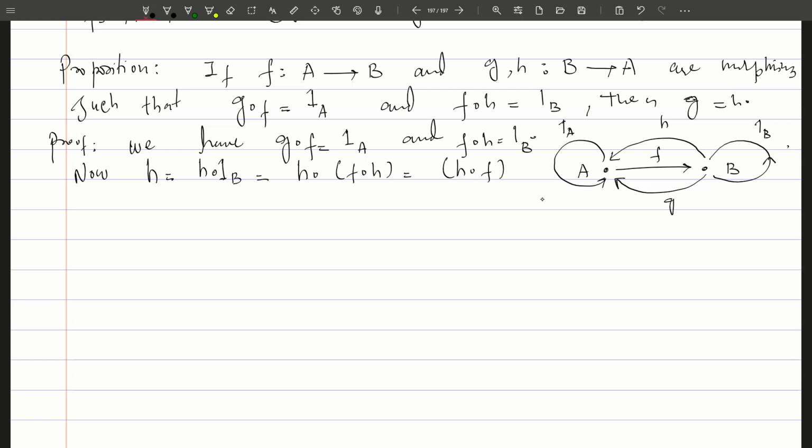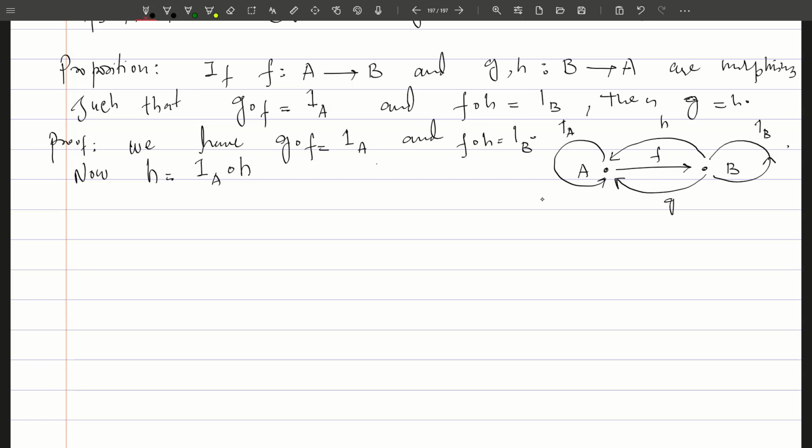Sorry, this is F here. I think this is, yeah, this is H here. So H is same as, oh, actually H is given like this, so I'm sorry. So actually H is given like this, so we have identity on A followed by H.